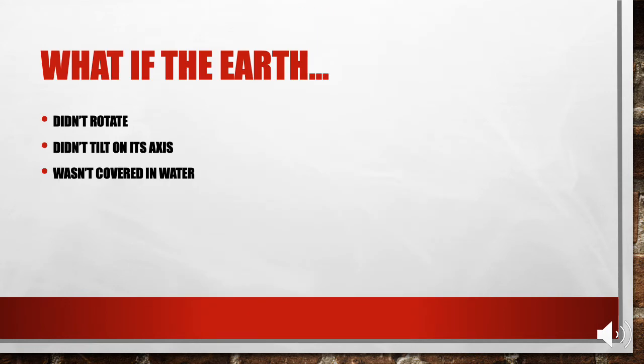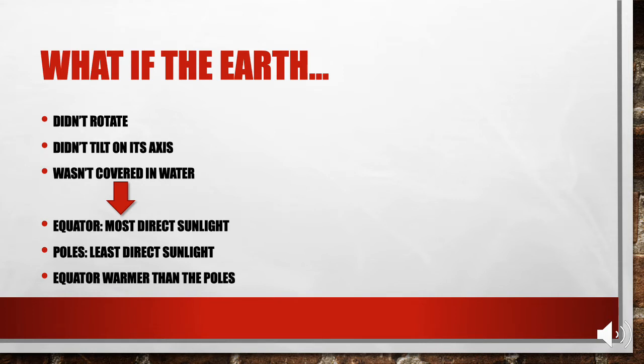We're going to play make-believe for a couple of minutes. What if the Earth didn't rotate, didn't tilt on its axis, and wasn't covered in water? If all of these things were true, the equator would always get the most direct sunlight, while the poles would always get the least. If you remember from episode 2 on the seasons, locations receiving the most sunlight, the most energy, tend to be warmer than those that receive less. Thus, the equator would always be warmer than the poles.